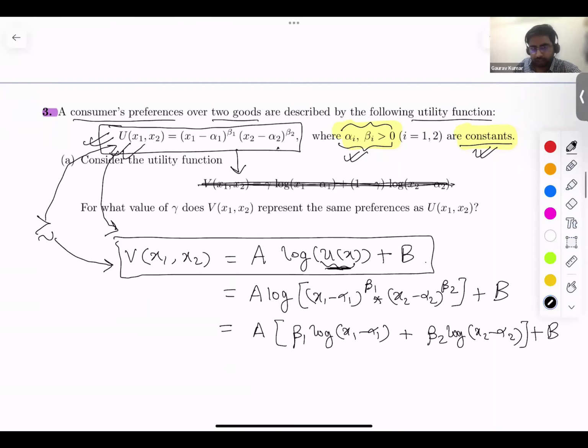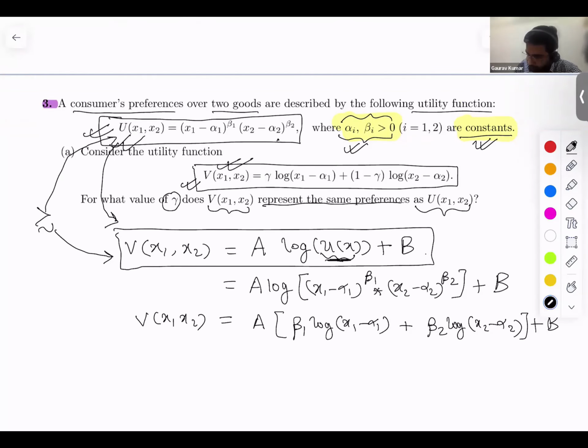Okay. Now you look at this equation. You have been given some form which is a utility function. Now you are being asked: for what value of gamma does this functional form represent the same preferences as this one? u of x1, x2 was given, v of x1, x2 has been given to us, and we are being asked for what value of gamma these two utility functions will represent the same preferences.